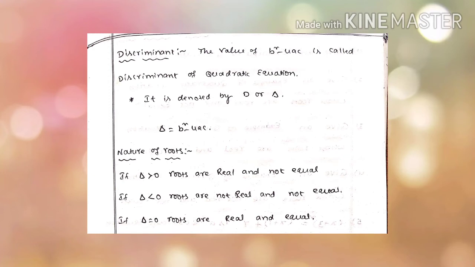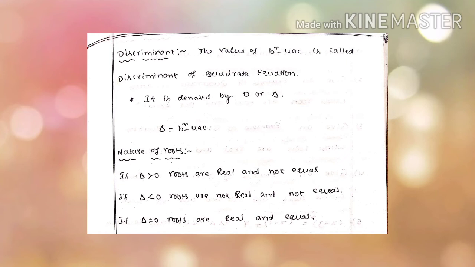The value of b square minus 4ac is called discriminant. Formula for the discriminant: delta is equal to b square minus 4ac. The nature of the roots is based on its discriminant. If delta value, discriminant value, is greater than 0, a positive value, then the roots are real and they are not equal. Positive value, roots are real and not equal.